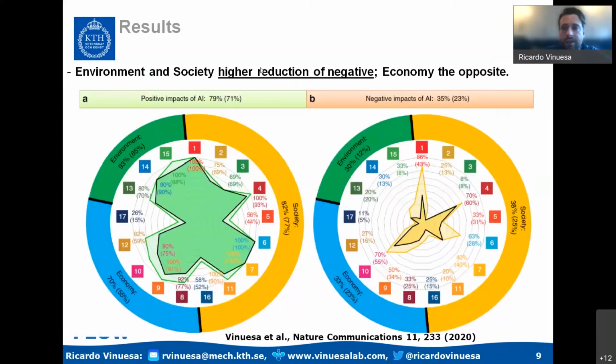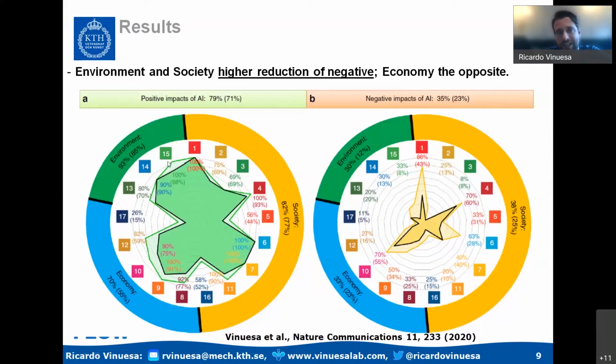Other things that are important are to look a bit in more detail. If we look at each of the SDGs, what is the percentage of the targets from that SDG that are positively or negatively affected by AI? What I show on the left is, for each of the SDGs, the percentage of targets with positive effect of AI. And on the right, the percentage of targets for each of the SDGs with negative effect of AI.